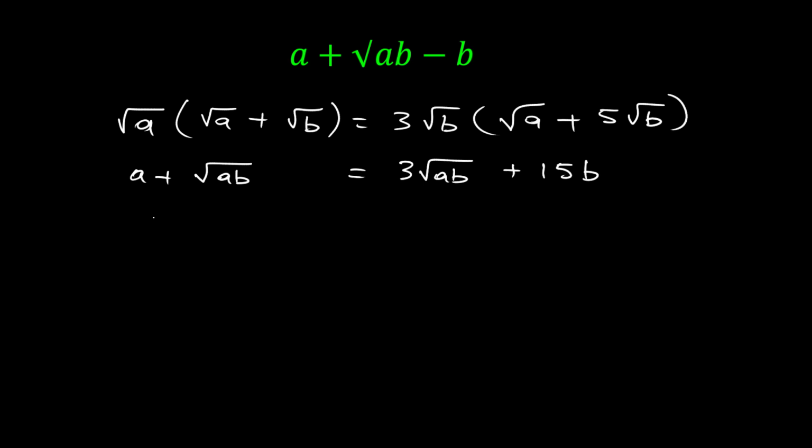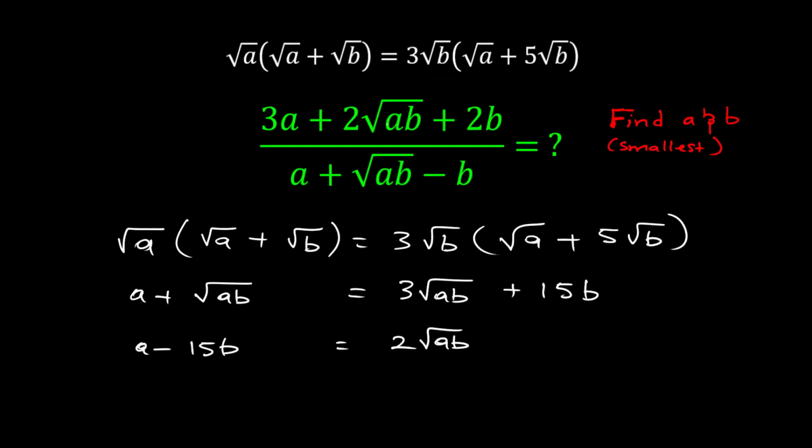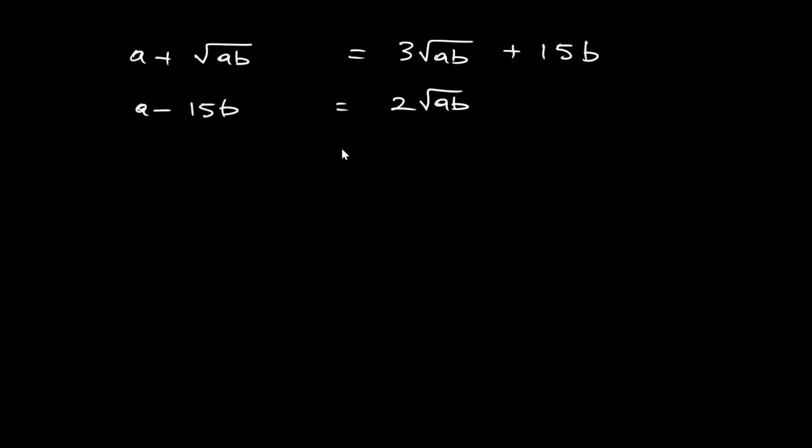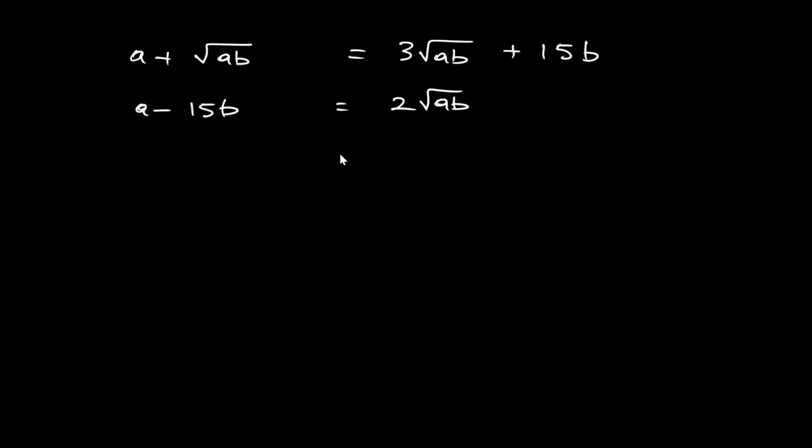Okay, great. So now that we are at this point, what we could actually do is get the a and b on one side and get the root ab on the other side, seeing that we're trying to make that the subject. So a minus 15b is equal to 2 root ab. This is where I'm going to leave it. Why? Because we have a 2 root ab in the expression, and we could just substitute a minus 15b there. So I'm going to do just that and see.